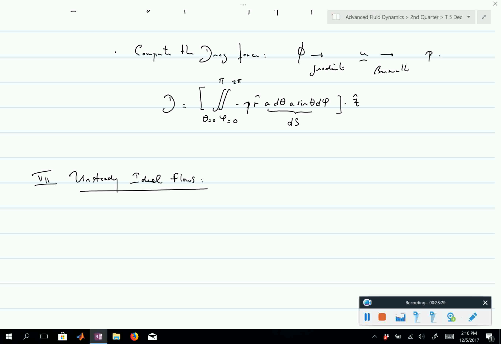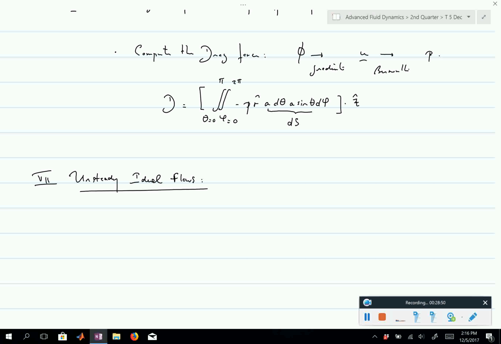Now, steady flow means that nothing changes with time. It does not mean that nothing moves. This is not static. Right? Steady means that nothing changes with time. So if my boundary condition doesn't change with time, my sphere is at rest, and I have a constant incoming flow from infinity, then I have a steady flow.